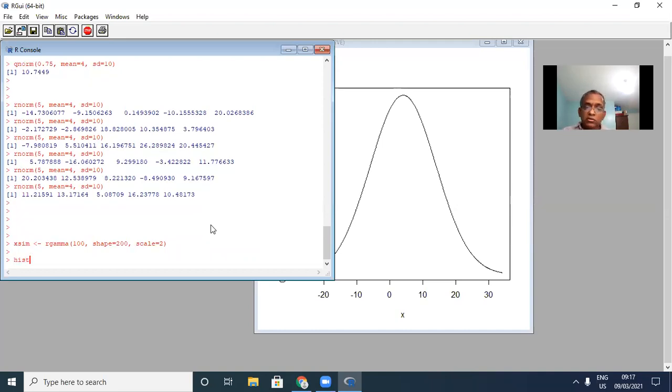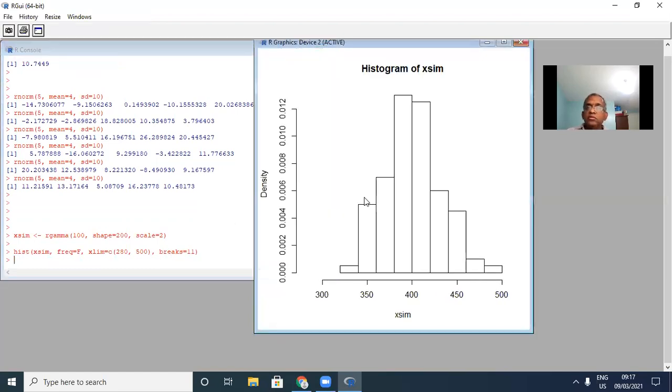The next thing I'm going to do is draw a histogram of the simulated data with freq equal to F, remember, freq equal to F means that I'm going to use the density scale for plotting the histogram. And xlim specifies the limits for the x-axis. Okay, and also let me put breaks to be 11. So this is what you get.